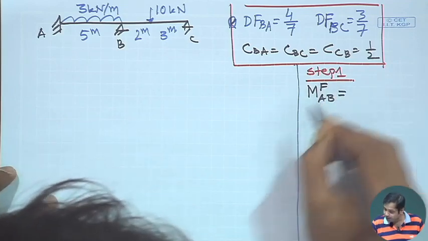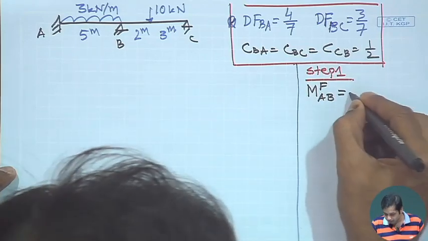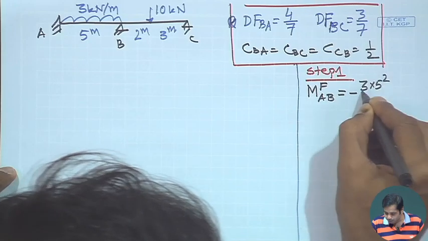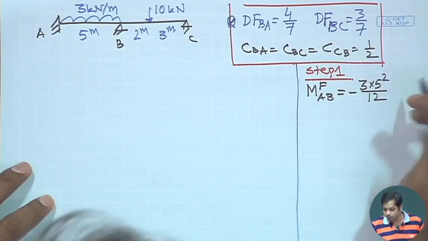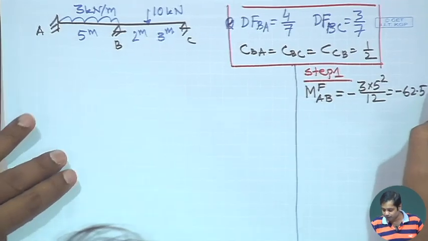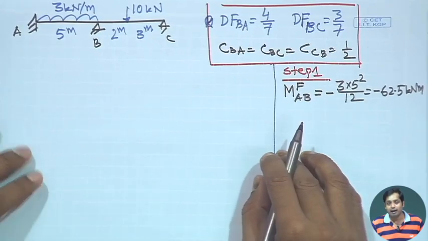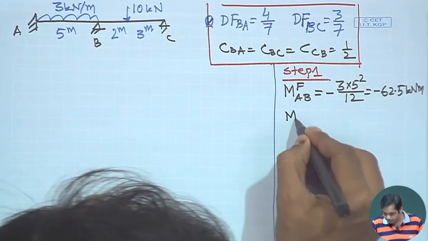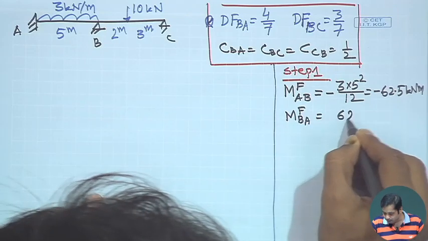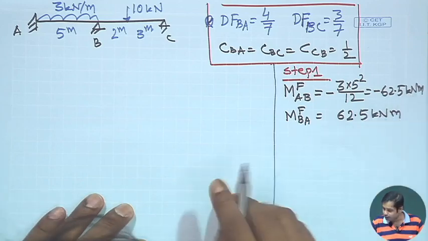is equal to W L square by 12, which is minus 3 into 5 square by 12, that is equal to minus 62.5 kilonewton meter. And then we have M BA F, which is the same value, 62.5 kilonewton meter. This will be anti-clockwise, this is clockwise.